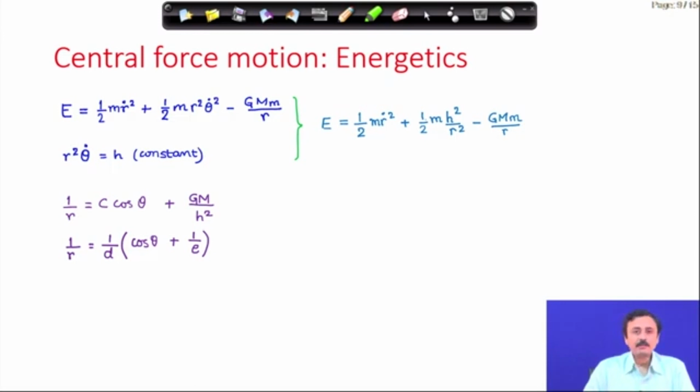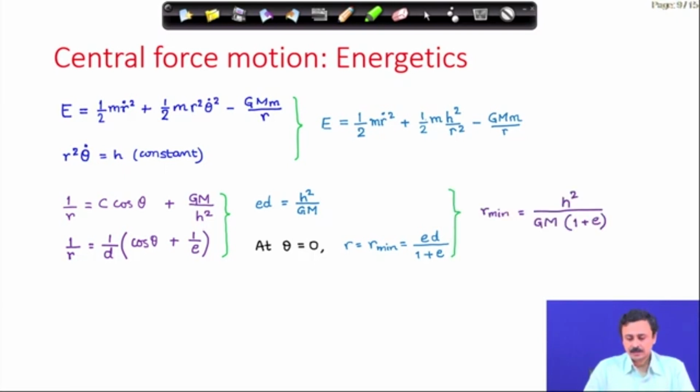Now, I have written again our solution from the kinetics and from the geometry, and from here I know that e d is h squared by G M, and all these things we have just now seen. At theta equal to 0, r must be equal to r min, which is e d by 1 plus e. This comes from the geometry side, and therefore, if I eliminate that e d in the second expression using the first expression, then I have r min as h squared by G M times 1 plus e.